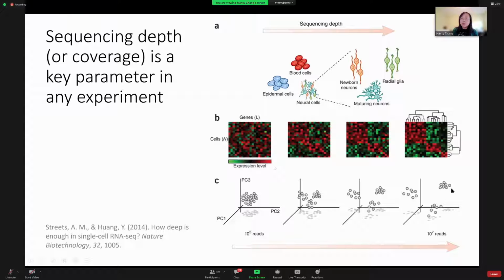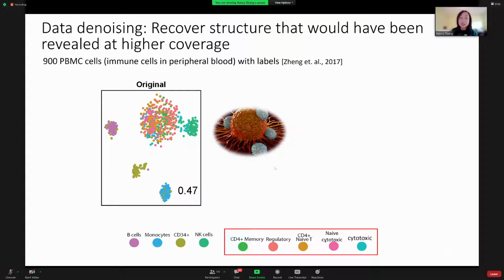Okay, so we're going to look at several different problems in single-cell RNA-seq analysis, one of which is data denoising. What that means is that you're going to take the data you have and try to recover what you would have seen if you were to sequence this data at much higher coverage. So data denoising means trying to remove some of the noise due to low coverage.